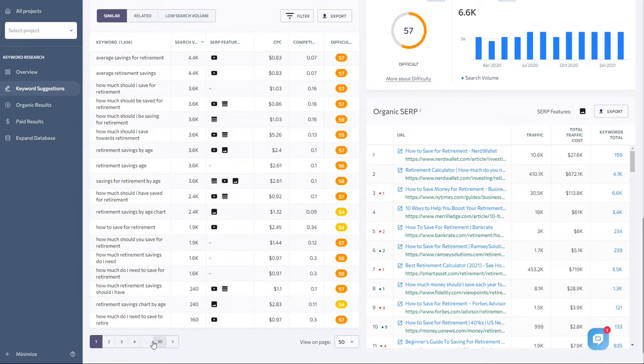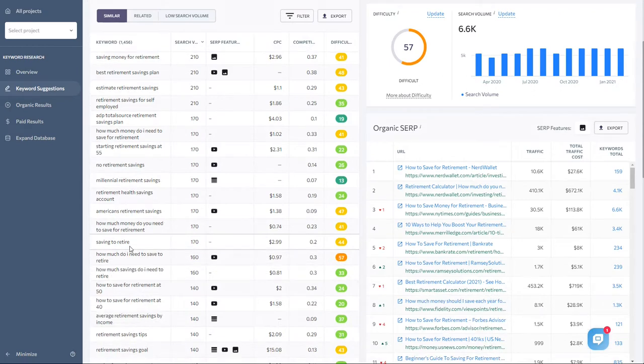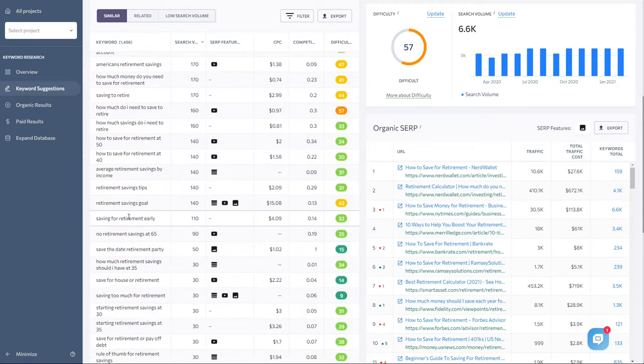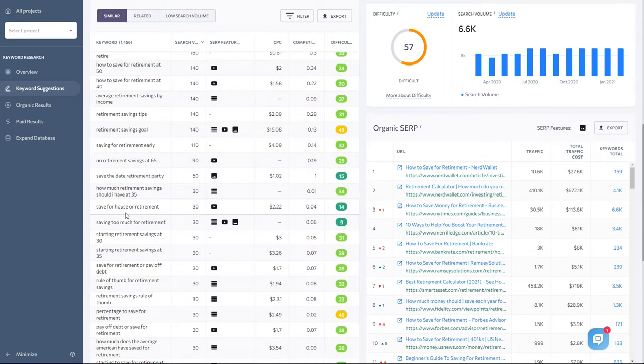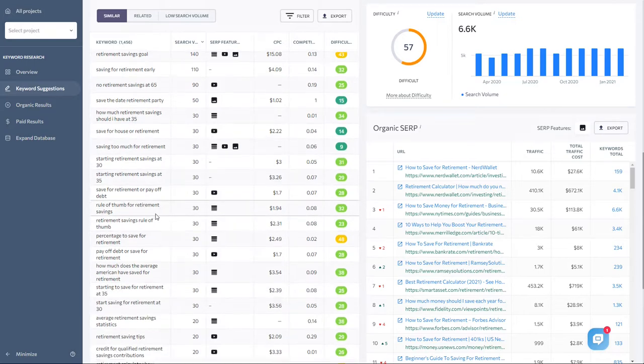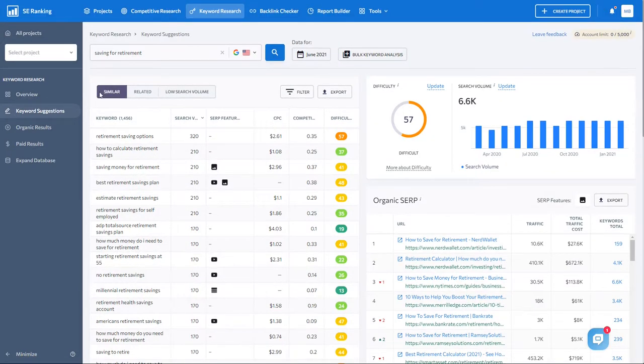Let's go to another random page to see if they're still on point. How to calculate retirement savings, millennial retirement savings, saving to retire, retirement saving tips, saving for retirement early, save for house or retirement, rule of thumb for retirement savings. So these are all on point, and we've got a lot more keywords, a lot. So it's got 1,400 in similar.